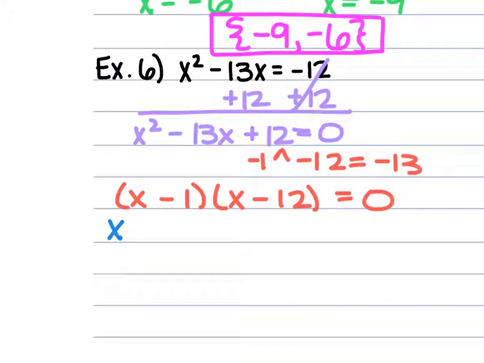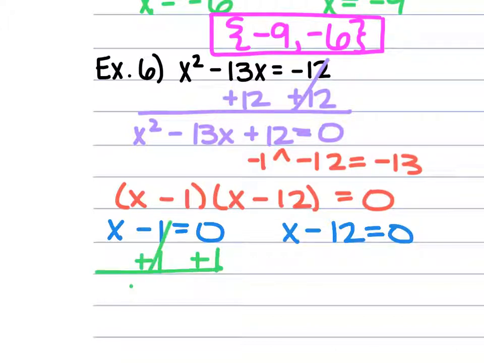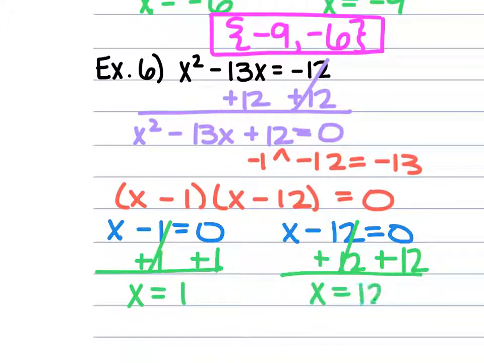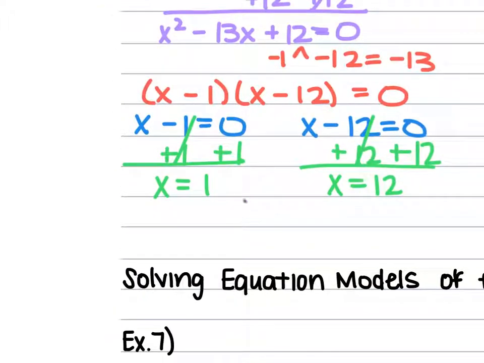Set each part equal to 0, so x minus 1 is equal to 0, x minus 12 is equal to 0. Solve for x for each. Add the 1 to both sides, you have x is equal to 1. Add the 12 to both sides, you have x is equal to 12. So that's the solution set of 1 and 12.